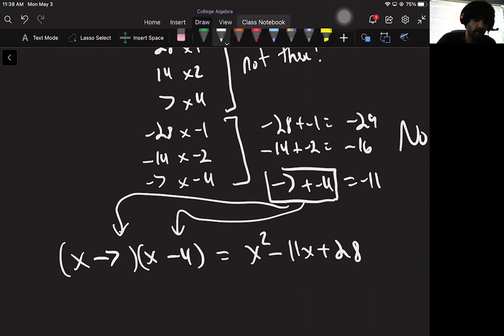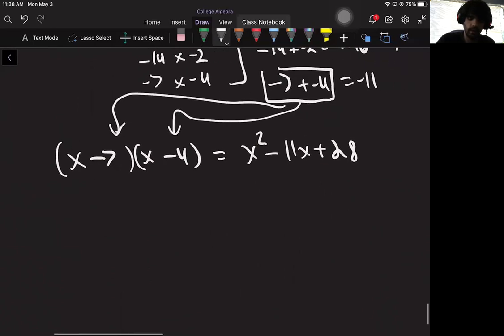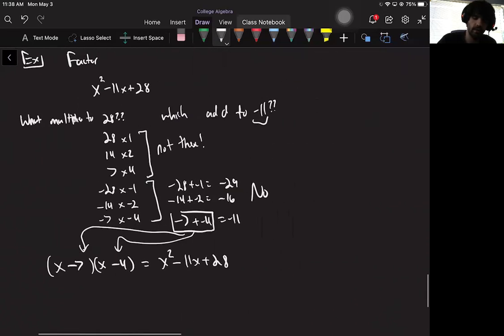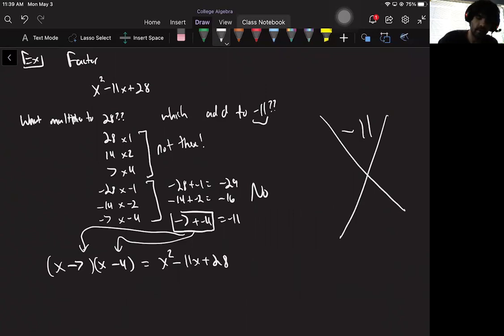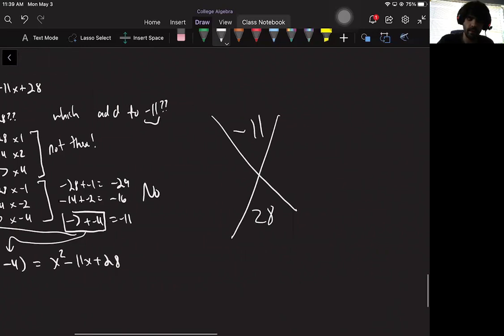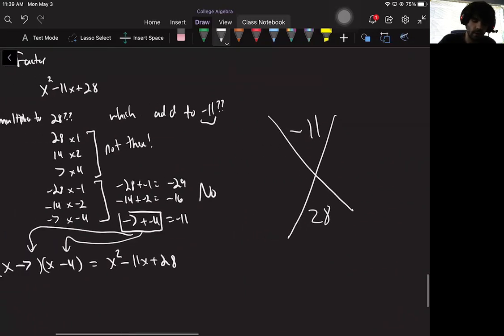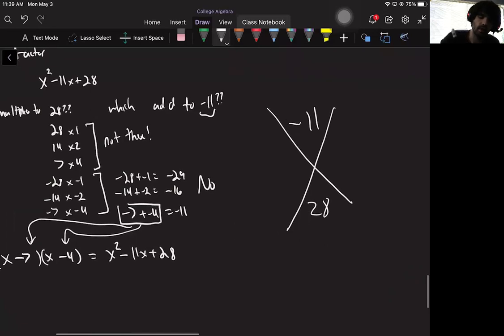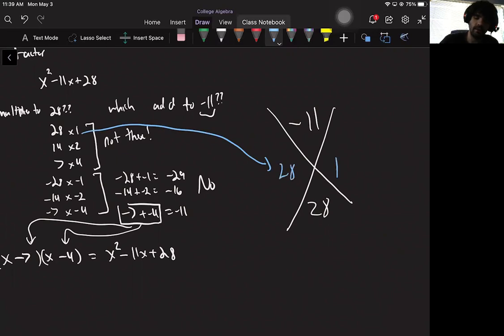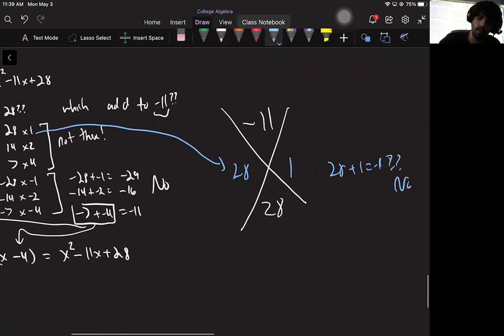Okay, let's do one more. And again, you could translate this into the box method. It's the same idea. I'm just sticking -11 here and 28 here. And then I'm thinking about 28. And I'm just trying different combinations. What people do is they just write down the combinations here. They say 28 here, 1 there. And then they'll add them. Does 28 plus 1 equal -11? No. So then they erase and they try again.